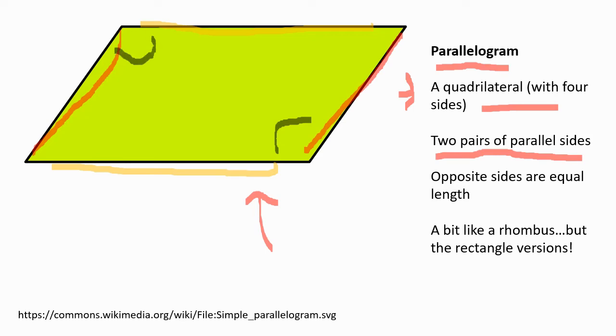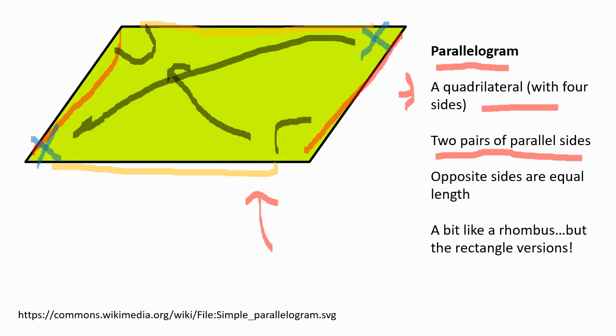So those two angles I've just drawn are equal, and these two angles that I'm going to delineate now are also equal. But again, the adjacent angles aren't equal, which means that this opposite angle is equal, and this opposite angle is equal. But these ones next to each other are not equal. They are actually different. It's a bit like a rhombus, very much, but it's the rectangle version of the rhombus.